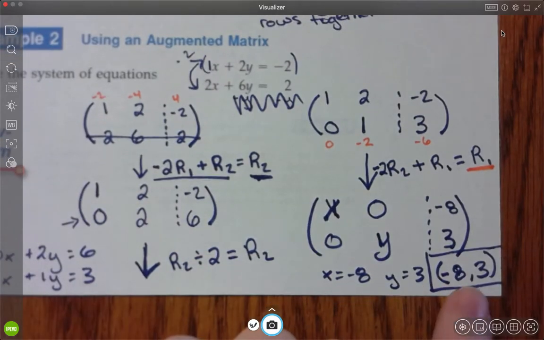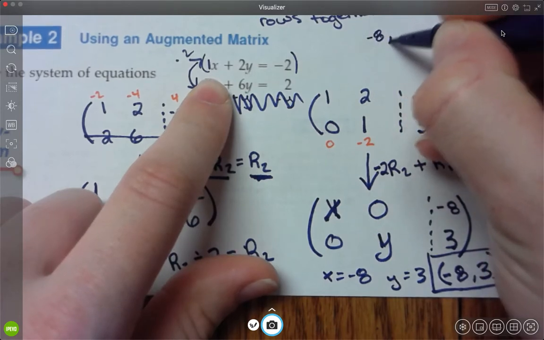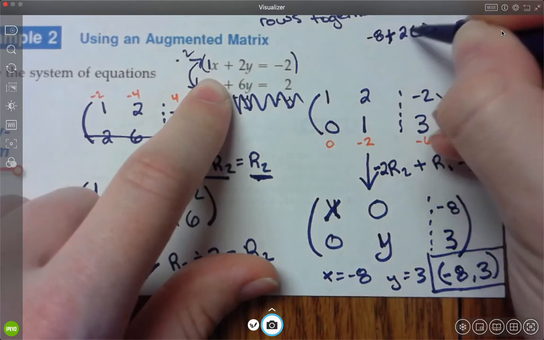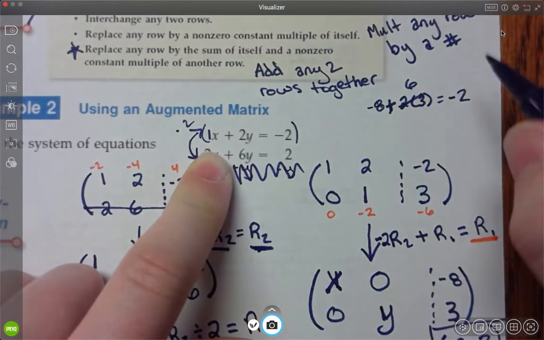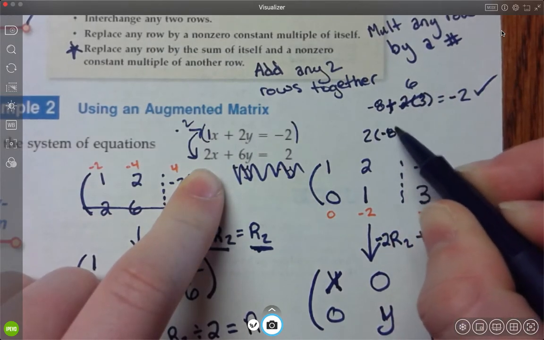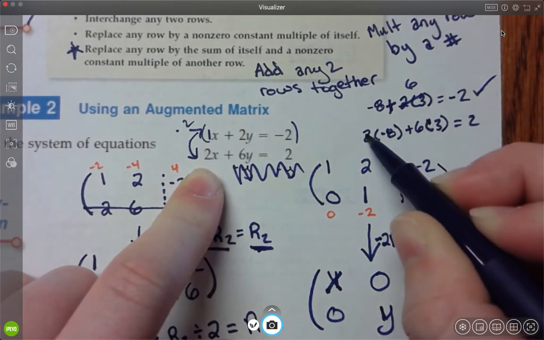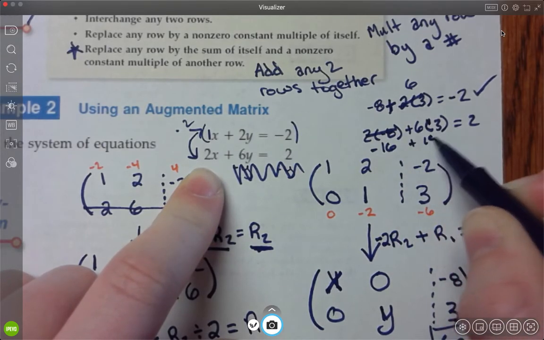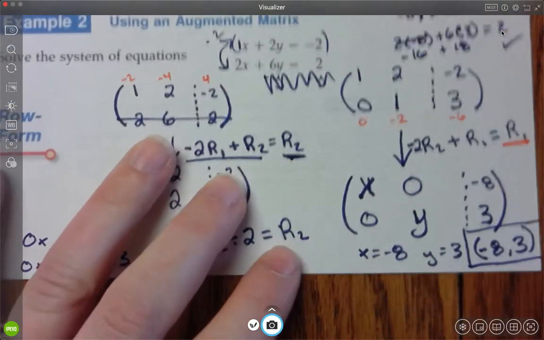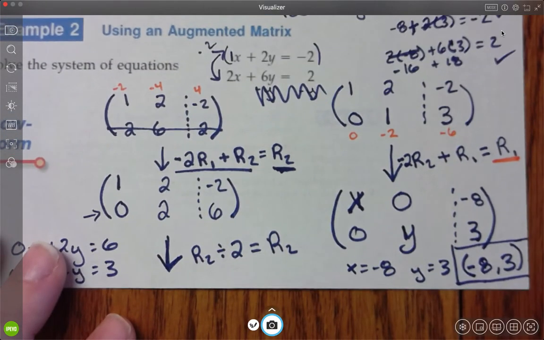If I wanted to check my answer, negative 8, 3, I can plug that back in. So negative 8 plus 2 times 3 equals negative 2. This is negative 8 plus 6 equals negative 2. Check, that works. Okay, if I check the bottom one, 2 times negative 8 plus 6 times 3, I want that to be equal to 2. So this is negative 16 plus 18 equals 2. Check, that works. So yeah, this seemed like a crazy process, but it goes fast once you do a whole bunch of it.